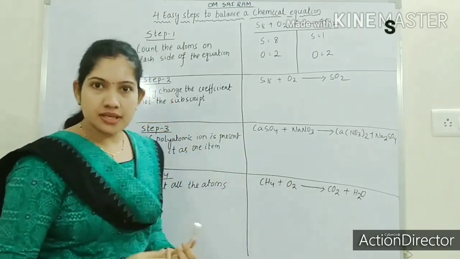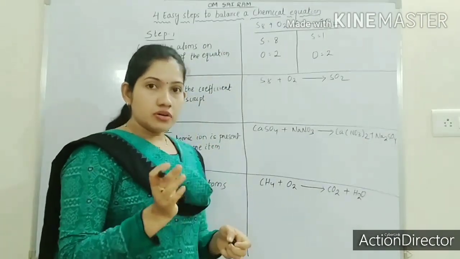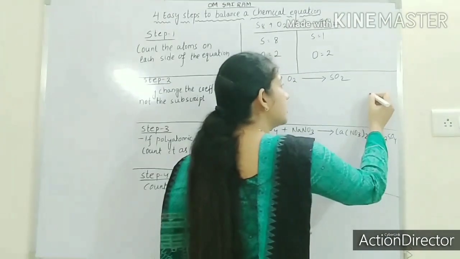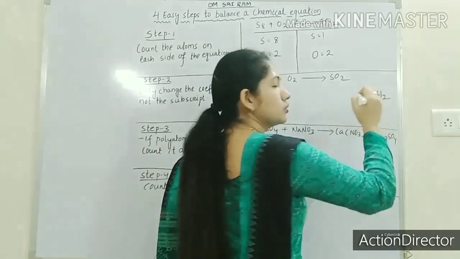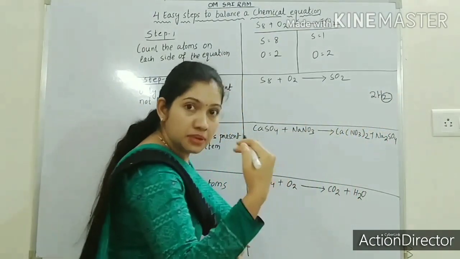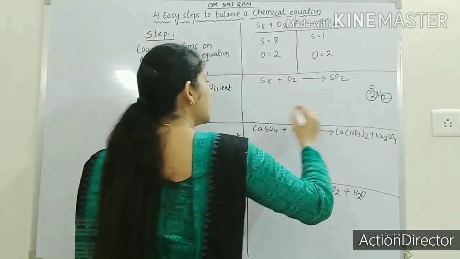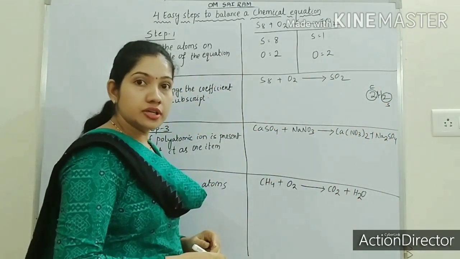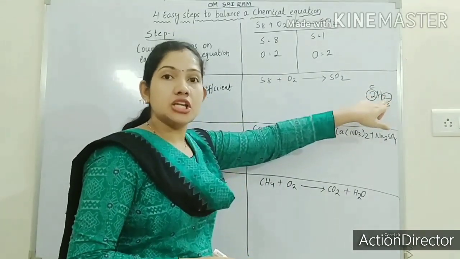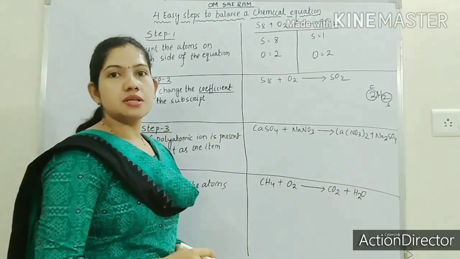Now come to the second step. Only change the coefficient, not the subscript. I already told you a little bit about that in our last topic. So if I write here 2H2, this 2 written below is the subscript and this 2 in front is the coefficient. This is the coefficient and this is the subscript. Got it? So always when you are balancing a chemical equation, always change the coefficient, not the subscript.